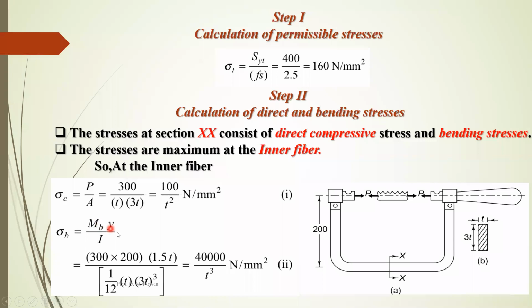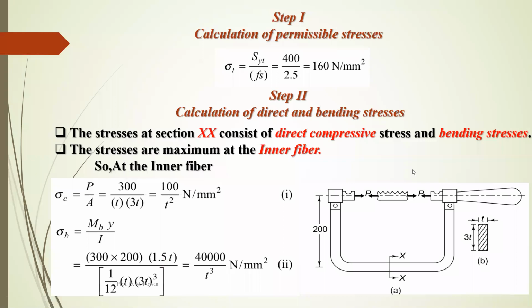Next, y is nothing but the farthest distance from the neutral axis. Here you can see in this diagram, this is the neutral axis. There will be a neutral axis in between. So the farthest distance from the neutral axis is up to this layer. So this is 3t divided by 2, half of that total distance. So simply y is equal to 1.5 times t.